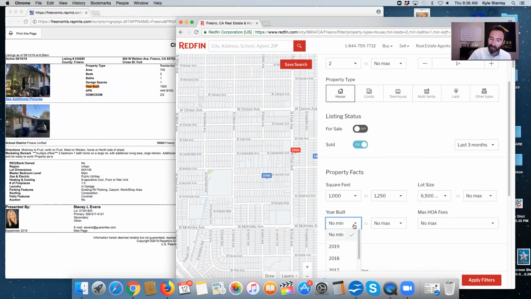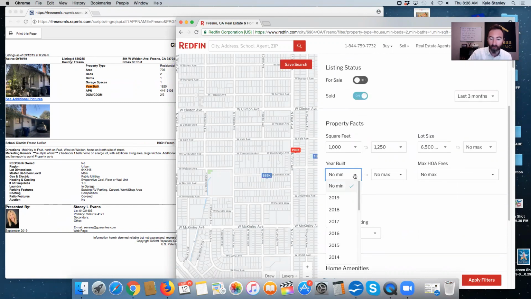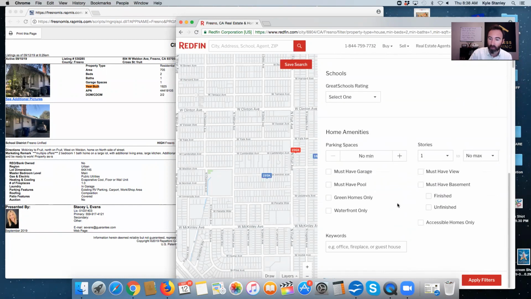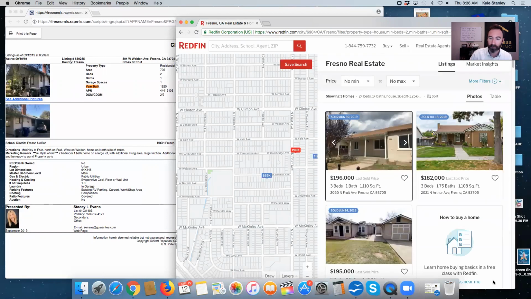Year built, I'm not always going to go off of year built, but for this, why not? Let's give it a shot. Let's say 1920 all the way to 1950. Going down here, we don't need to worry about the schools or home amenities. So let's apply filters. And here we are.